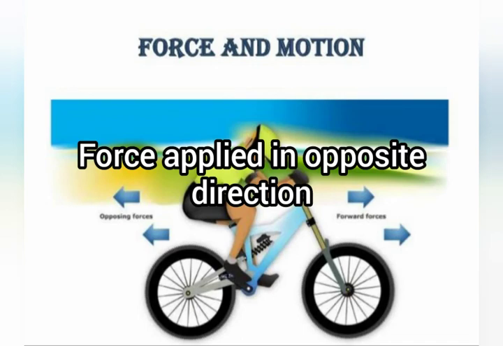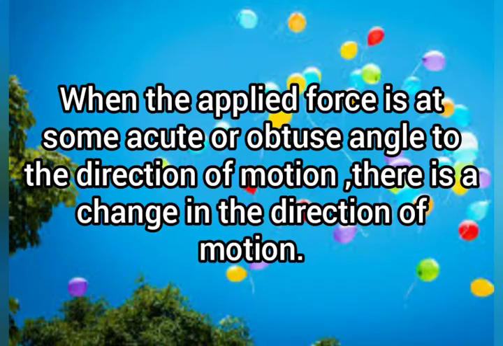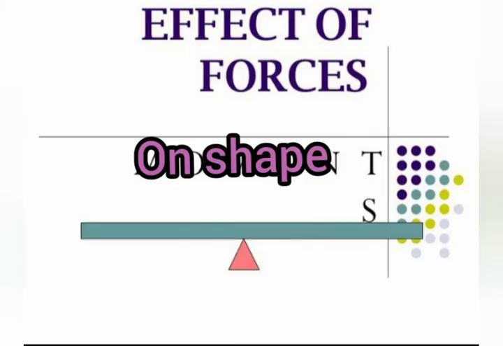Force applied in opposite direction. When the applied force is in the opposite direction of motion, there is a decrease in the speed of the object. The object may also come to rest when the applied force is in the opposite direction to the direction of motion. When the applied force is at some acute or obtuse angle to the direction of motion, there is a change in the direction of motion.